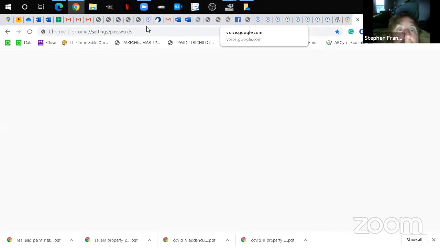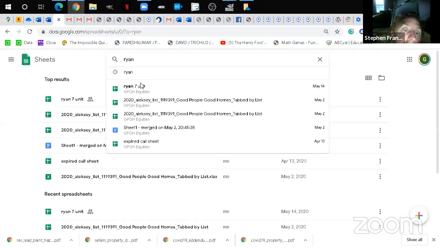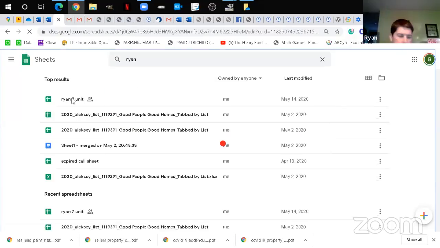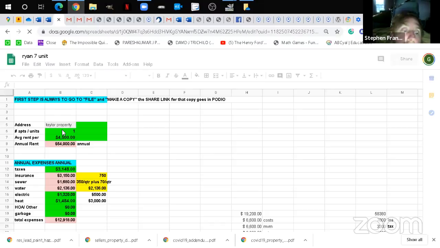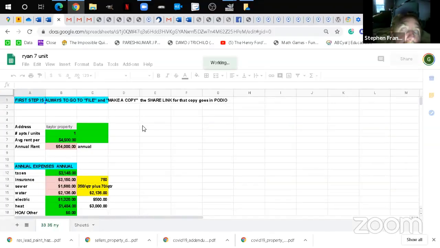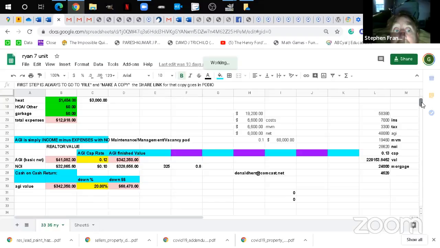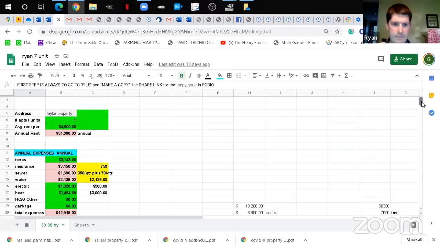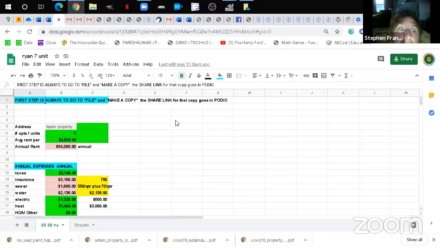All right, so we take the sheets that we did on the 7 unit. And let me just move your face over here. It's loading, it's loading, it's loading. And obviously this is a rental, so only one sheet really matters. Now this one's a little weird.